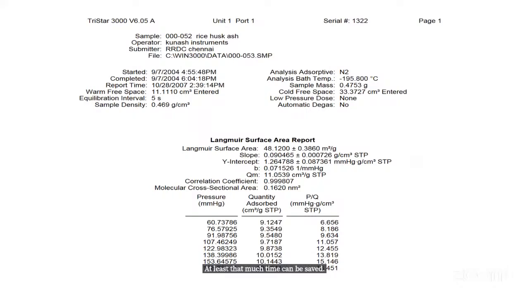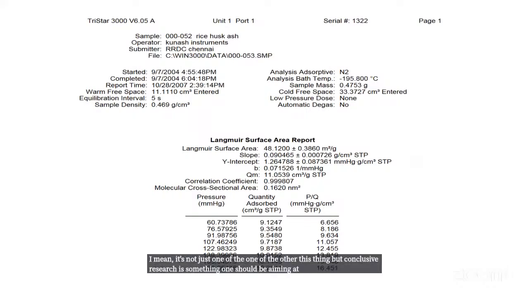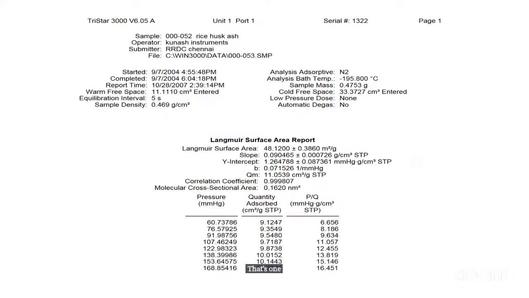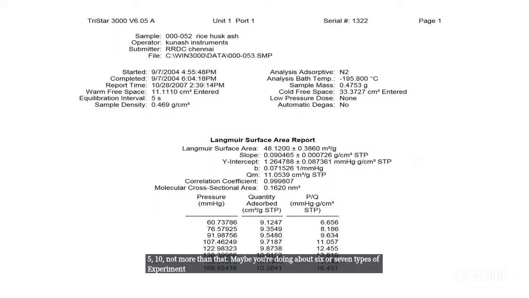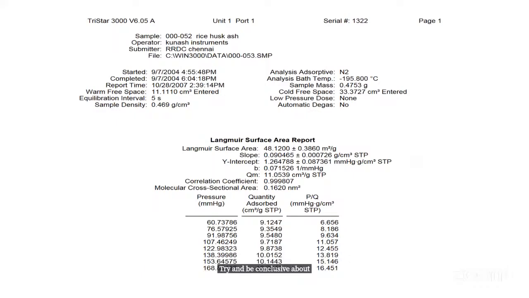It's not just one thing, but conclusive research is something one should be aiming at, in whatever you do. After all, in one PhD, how many samples do you analyze? 5, 10, not more than that. Maybe you're doing about 6 or 7 types of experiments on them. Try and be conclusive about what you are doing. And this is one of the requirements to be conclusive.